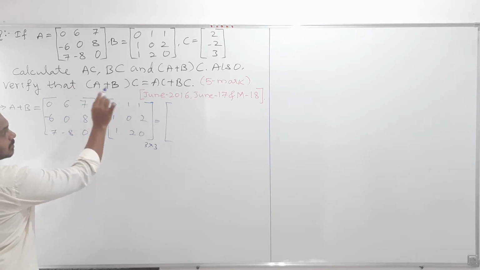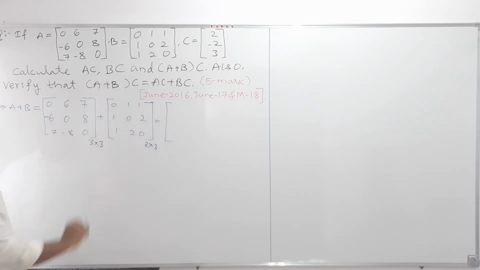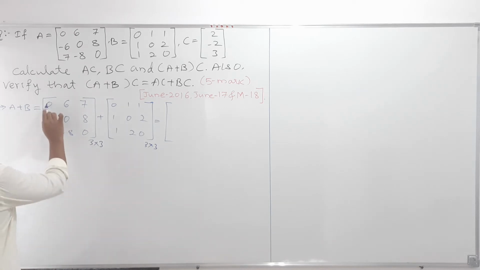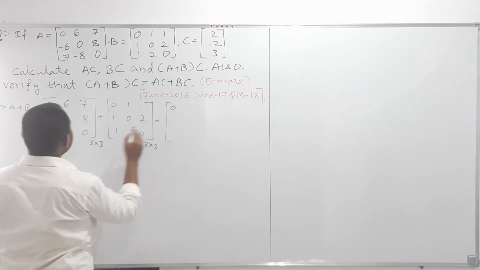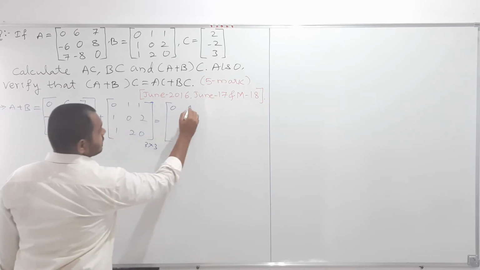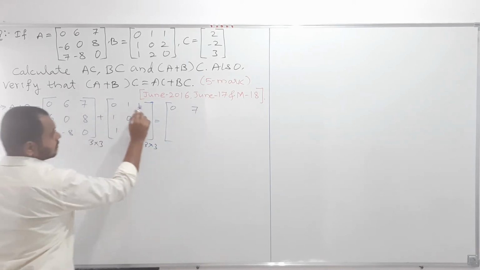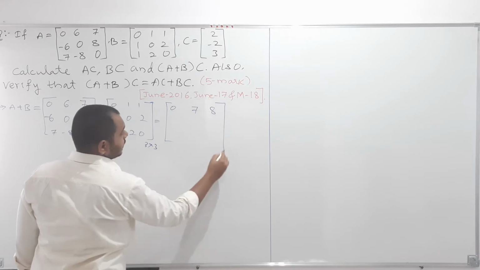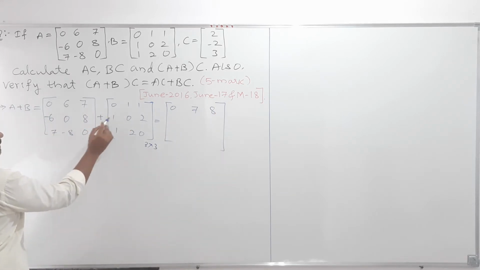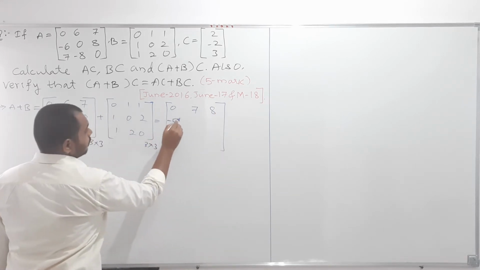For this element, the corresponding element is this one. So I'll add the corresponding elements of the given two matrices. So 0 plus 0 is 0. 6 plus 1 is 7. 7 plus 1 is 8. Clear? Next, minus 6 plus 1 is minus 5.